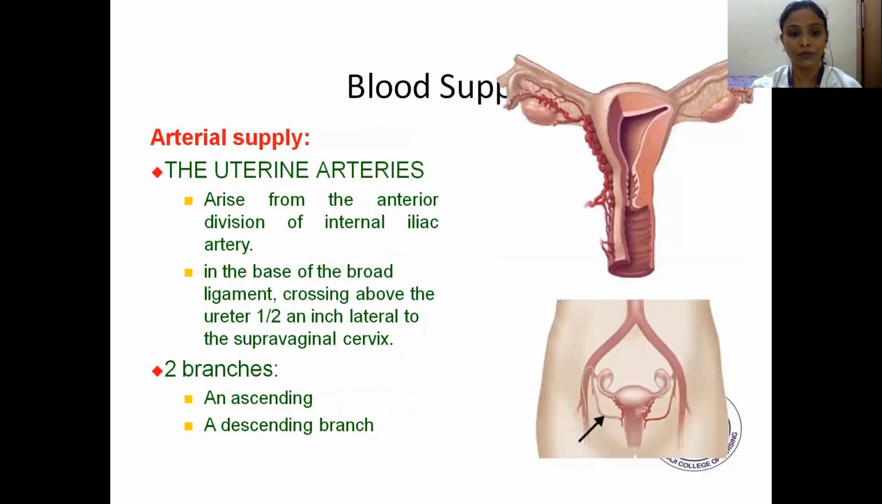Next is the blood supply to the uterus. Coming to the arterial supply, the uterine arteries arise from the anterior division of the internal iliac artery in the base of the broad ligament, crossing above the ureter, that is often hinged lateral to the supravaginal cervix. Two branches are present, that is an ascending branch and a descending branch. It is clearly explained in this picture. You can see the two branches of blood supply, that is an ascending branch and a descending branch.